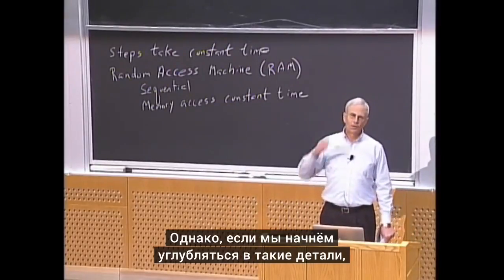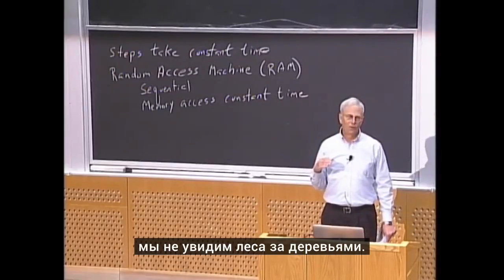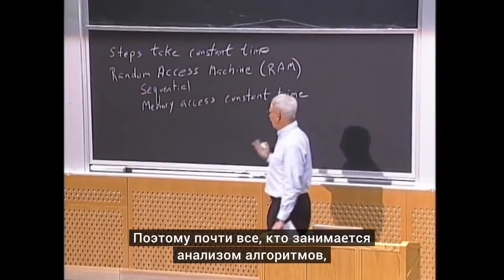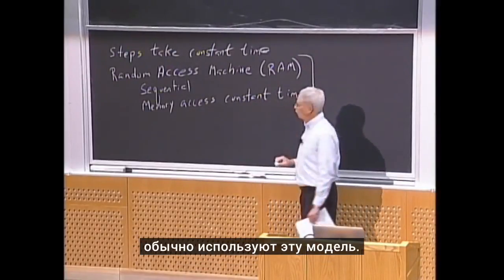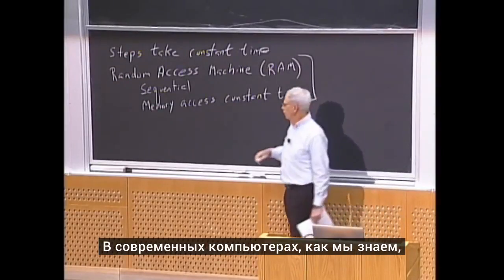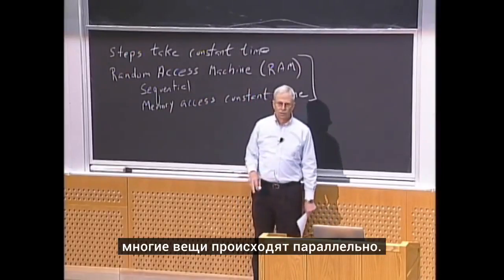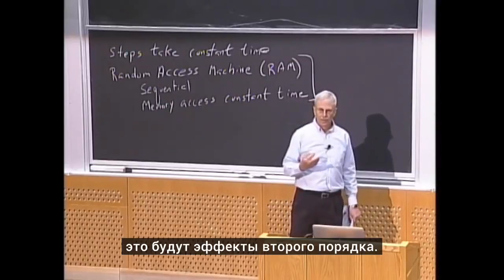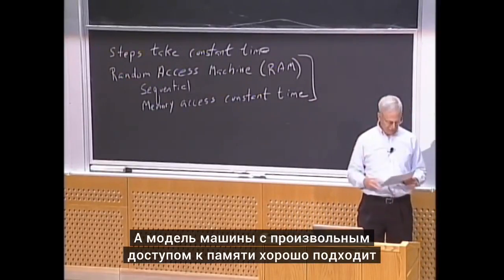Nevertheless, if we start going into that level of detail, we end up losing the forest for the trees. So almost everybody, when they actually try and analyze algorithms, typically works with this model. We also know in modern computers some things happen in parallel. But again, for most of us, these will be second-order effects, and the random access model is quite good for understanding algorithms.